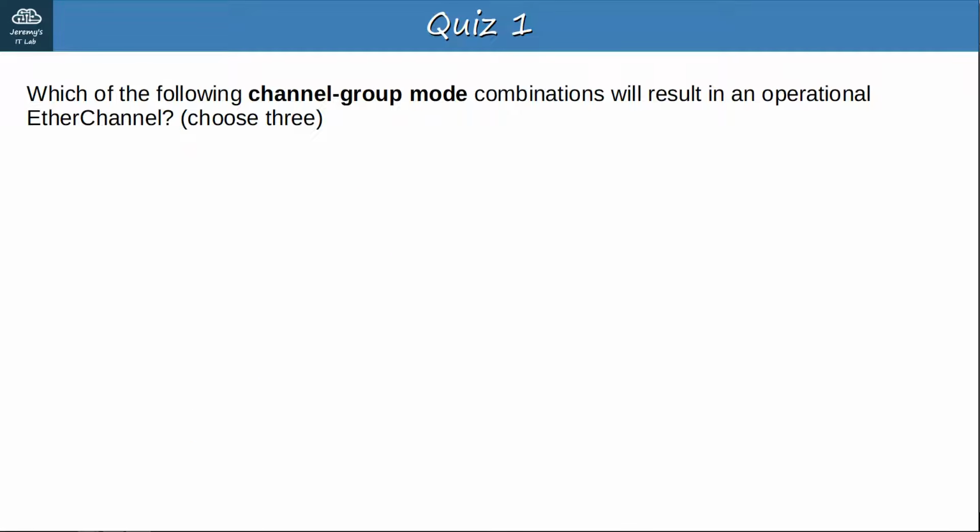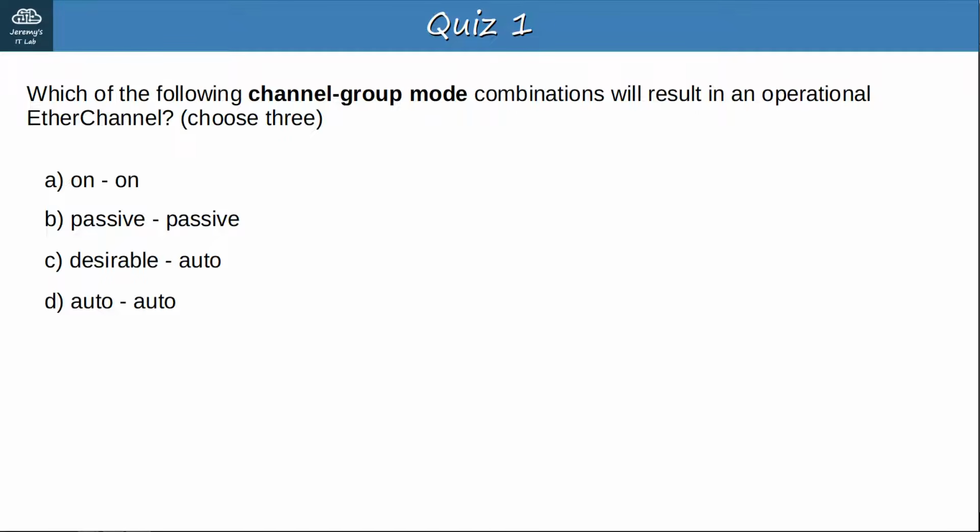Question 1. Which of the following channel-group mode combinations will result in an operational EtherChannel? Choose 3. A. On. B. Passive. C. Desirable, auto. D. Auto. E. Active, desirable. F. On, desirable. Or G. Active. Pause the video to think about your answer.